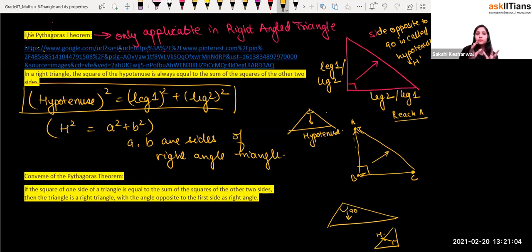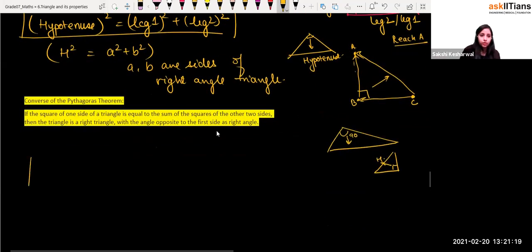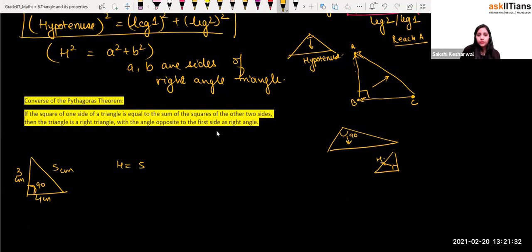Pythagoras theorem is not applicable to all numbers. You cannot get a Pythagorean triplet from just any numbers; the condition given here cannot be applied to all sides. Let me give you an example. I write this as 5, this as 3, and this as 4. This is 3 centimeter, this is 5 centimeter, this is 4 centimeter, and this one is 90 degree. So what is the hypotenuse? Hypotenuse is 5, right? Leg 1 is 3 and leg 2 is 4. You can take either of them, no worries.